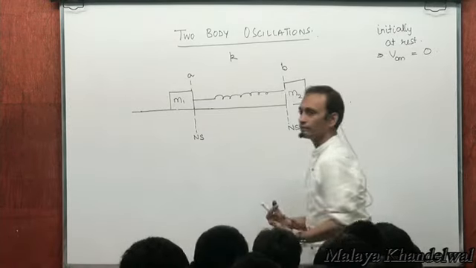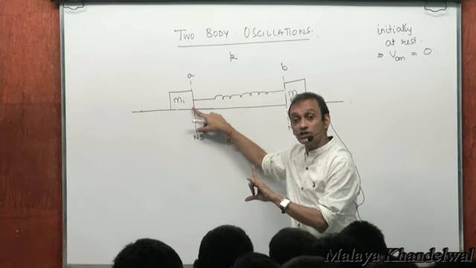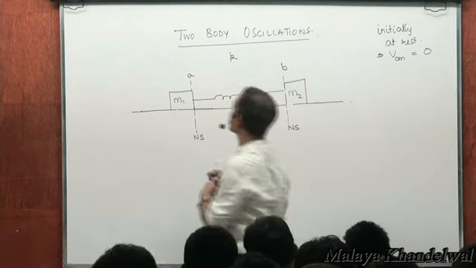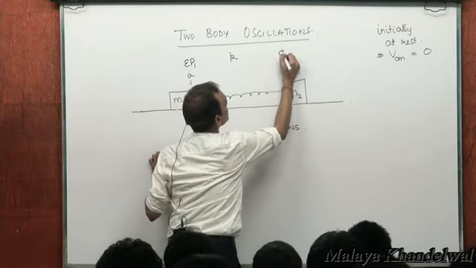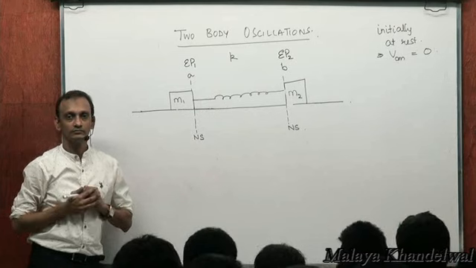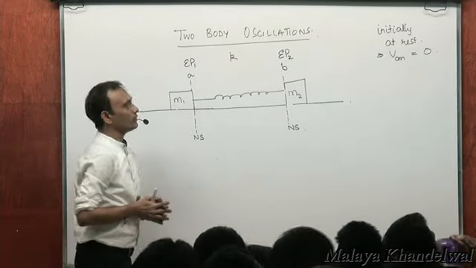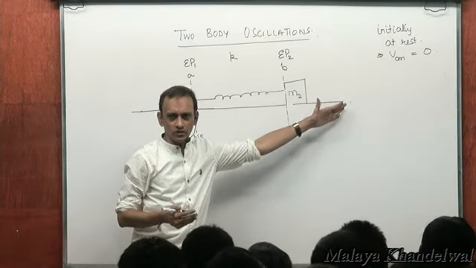Very slowly. So essentially this was an equilibrium position for M1, this was an equilibrium position for M2. Let me call it EP1, let me call this EP2. Right? Now, we'll assume that this surface is smooth and horizontal. Okay?